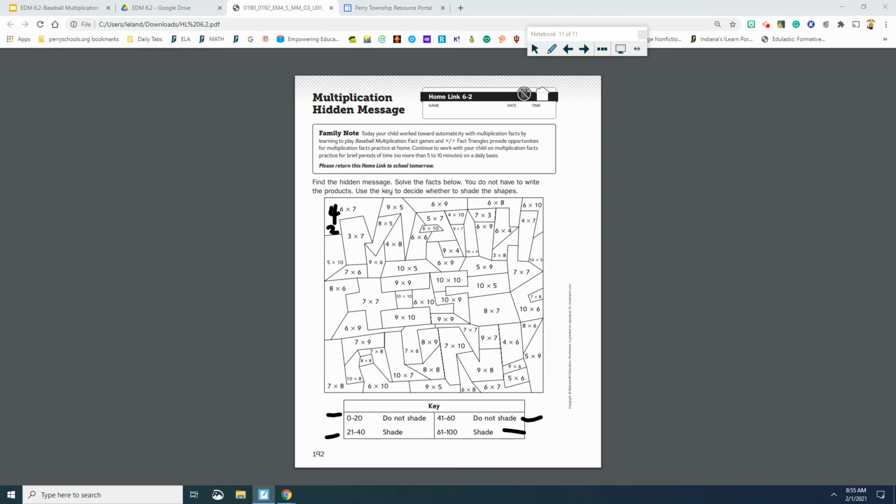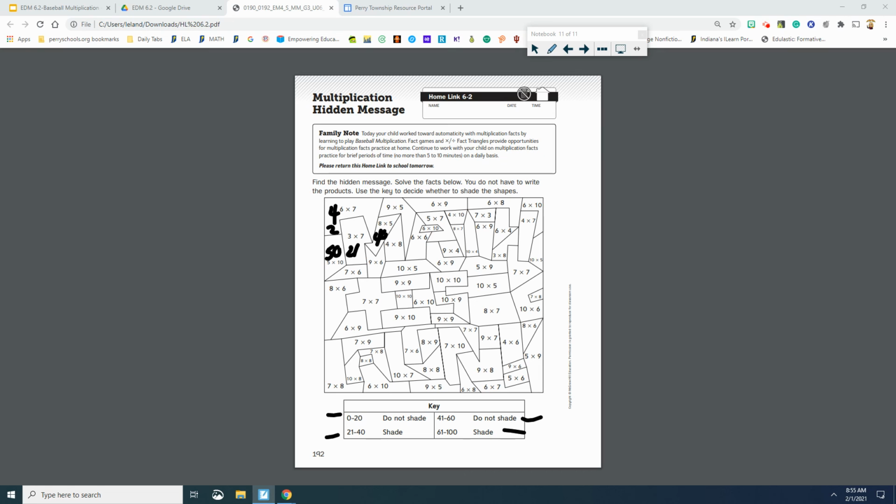So what I like to do first is go through and solve all of my problems. So that's 42, and write it in. 21, 50, and then 40. So I would go through and I would find all of the products, and I need you to be writing them inside the spaces, and then you're going to shade them.